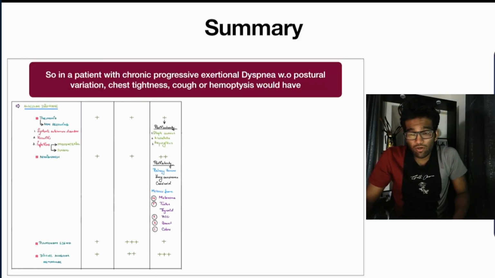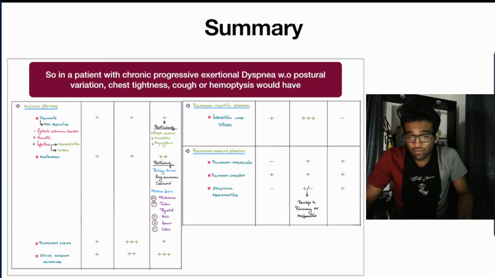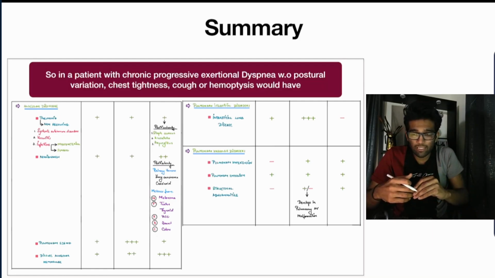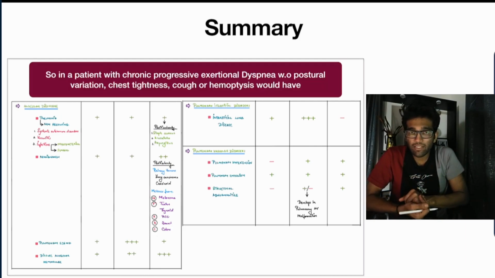A patient with chronic progressive exertional dyspnea without postural variation, chest tightness, cough, or hemoptysis could have either alveolar disorders or could have a pulmonary interstitial disorder or pulmonary vascular disorder. Now, there is a small possibility of there being a pleural disorder. We'll get into it at the end of the series. However, the lack of postural variation in the shortness of breath, the lack of chest pain makes a unilateral pleural effusion extremely unlikely. Okay, so these are our three differentials, and these will be the diagnostic frameworks that we'll be delving into in detail.